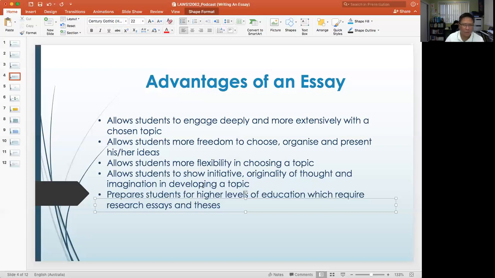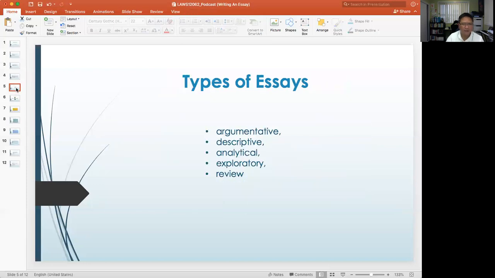And so we're going to talk more about what an essay is in a short while. Now, there are many types of essays. It could be argumentative, it could be descriptive, it could be analytical, exploratory, or it could be a review type of essay.